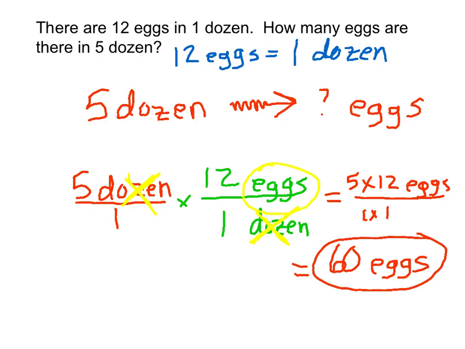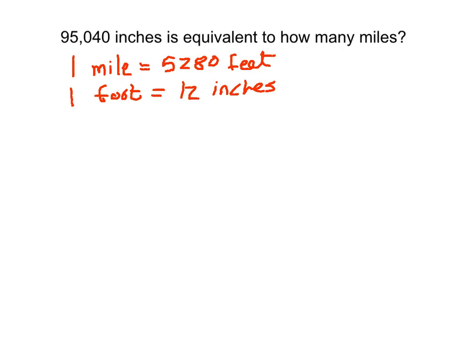Let's look at a more complicated example. In this example, we want to know how many miles are in 95,040 inches. So 95,040 inches is equivalent to how many miles? Now we want to use dimensional analysis, so we're going to be multiplying by conversion factors. If we had a conversion factor that went right from inches to miles, that would be great. And you could look it up and you could definitely find a conversion factor. But what we're told is 1 mile is equivalent to 5,280 feet, and 1 foot is equal to 12 inches.